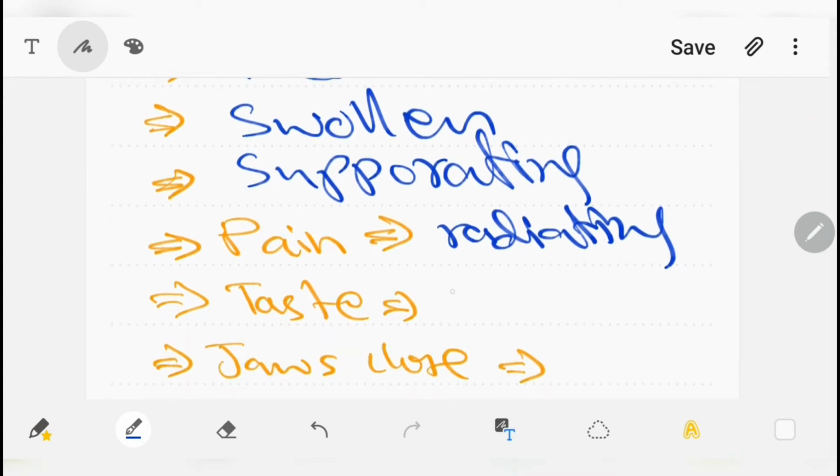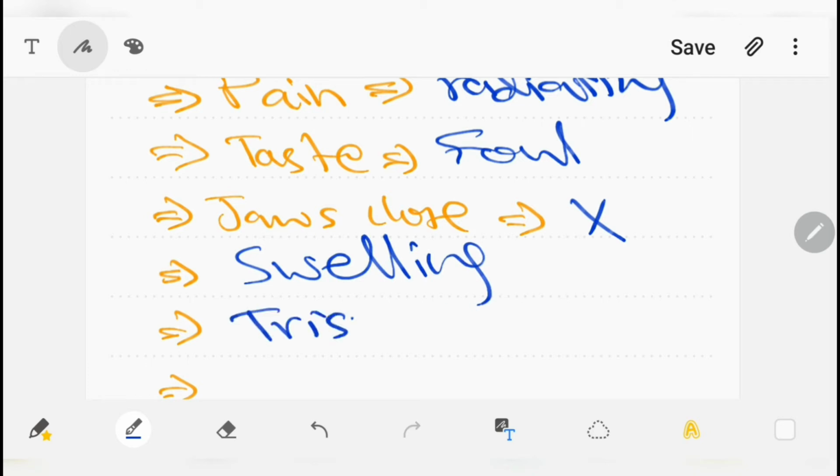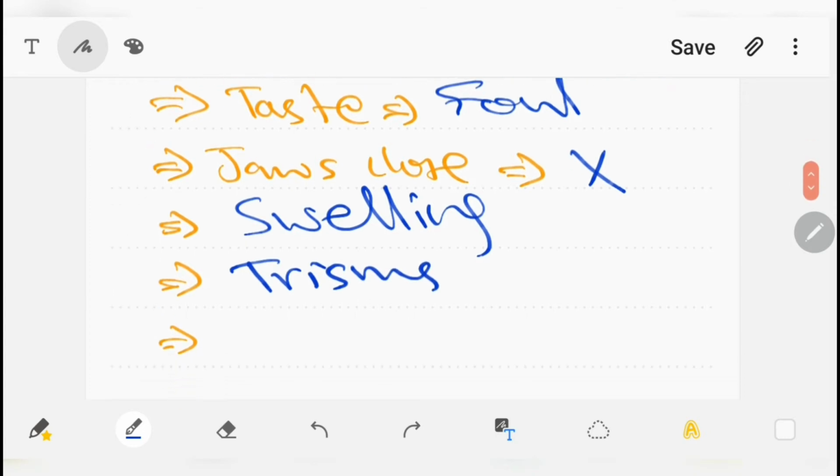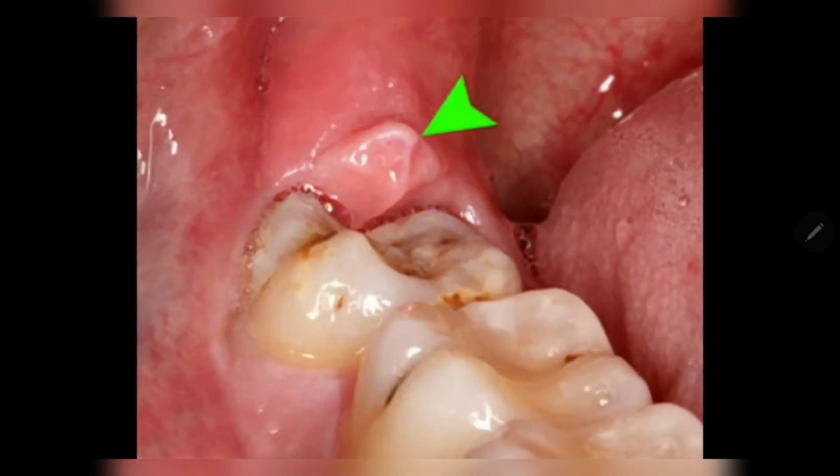Patients have a foul taste and are unable to close their mouth. Along with these symptoms, patients also have swelling on the cheek. Trismus may also be a presenting complaint, along with systemic complications such as fever, leukocytosis, and malaise.